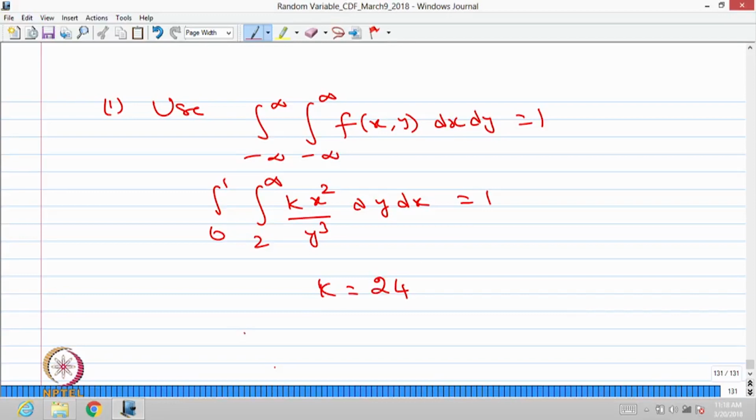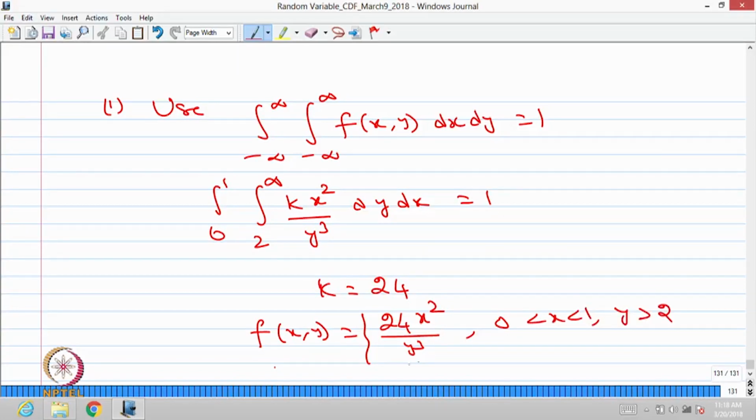Therefore, the joint probability density function is 24 times x square divided by y cube when x lies between 0 to 1 and y is greater than 2, otherwise 0. So, we have answered the first question.